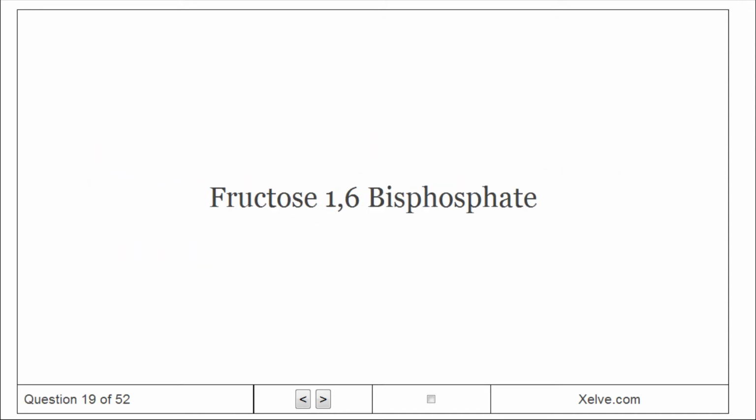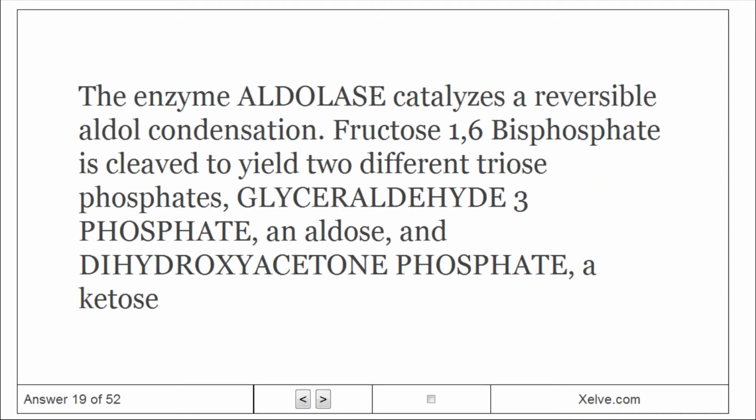Fructose 1,6-bisphosphate. The enzyme aldolase catalyzes a reversible aldol condensation. Fructose 1,6-bisphosphate is cleaved to yield two different triose phosphates, glyceraldehyde 3-phosphate, an aldose, and DHAP.